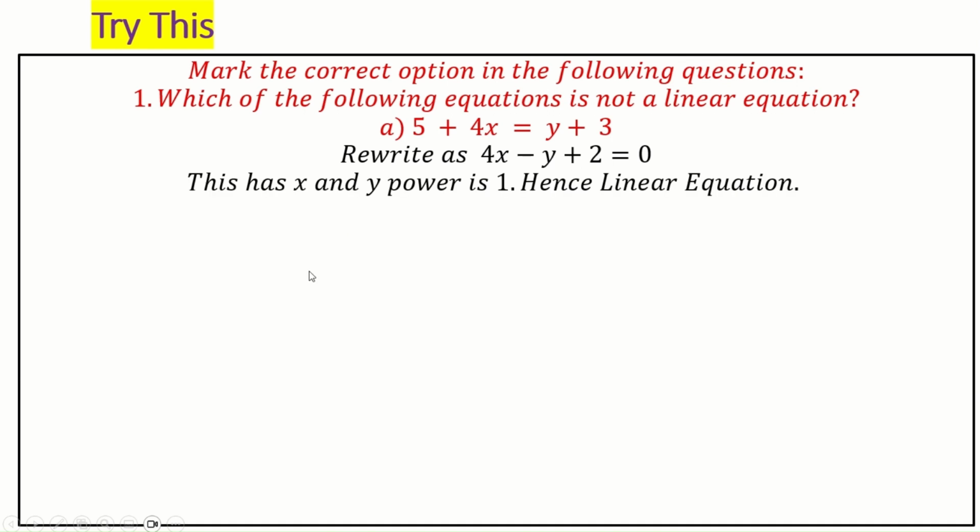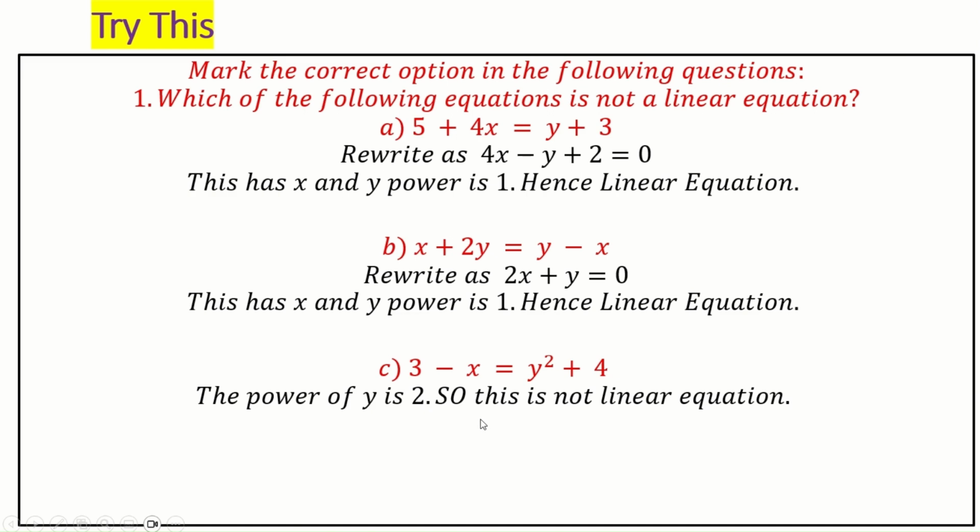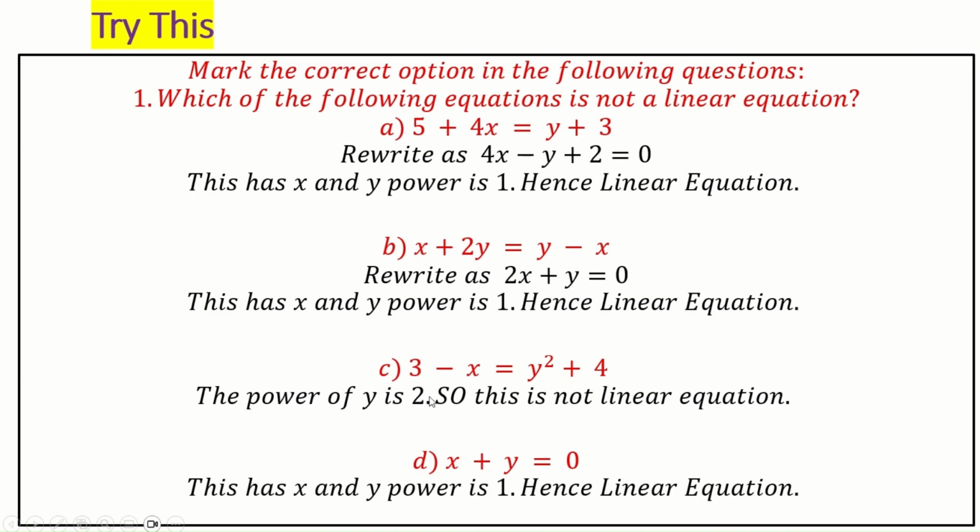So that's fine. Next, x plus 2y equal to y minus x. You bring both of them to the other side: 2x plus y equal to 0. So it is a linear equation in two variables. Now 3 minus x equal to y square plus 4. This has two variables, but the second variable's power is 2. So this is not a linear equation. This is most important: the power is 2, so it is not a linear equation. x plus y equal to 0 is definitely a linear equation in two variables.